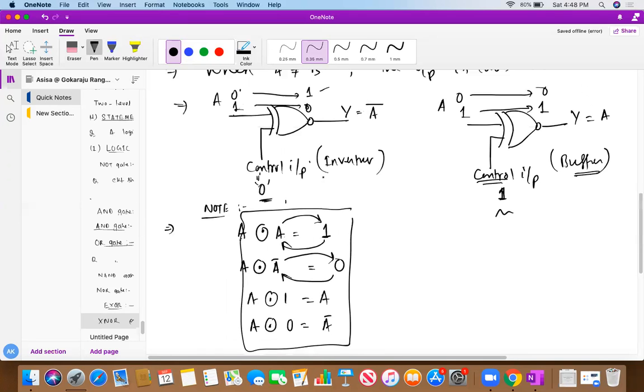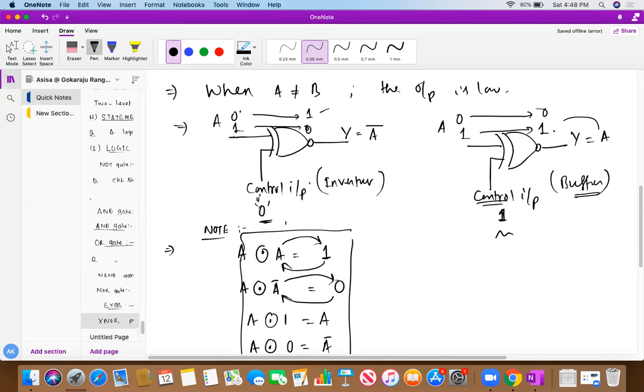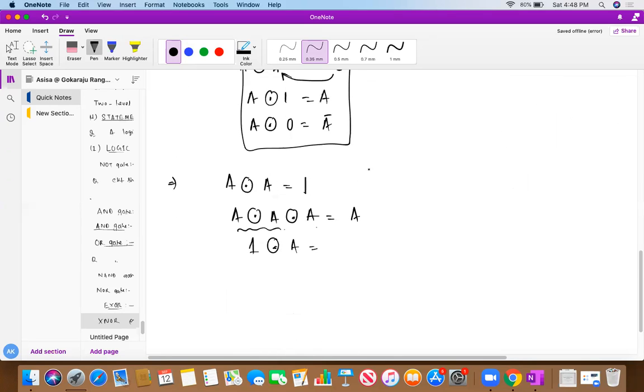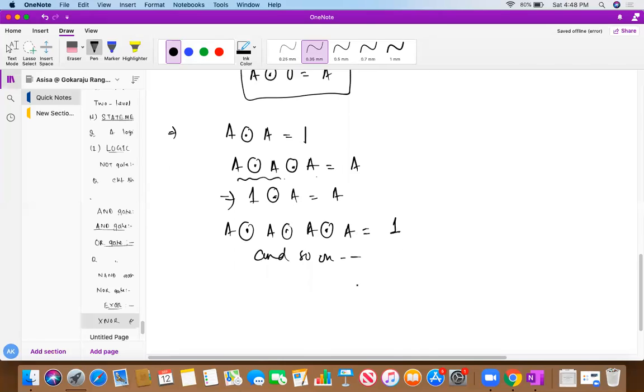Obviously, what have we seen here? 1 XNOR A is like a buffer, so I'm getting A. Do you understand? Now next, if I do A XNOR A XNOR A XNOR A again, what will I get? Again it's 1. And so on. So this is a very important property of XNOR.